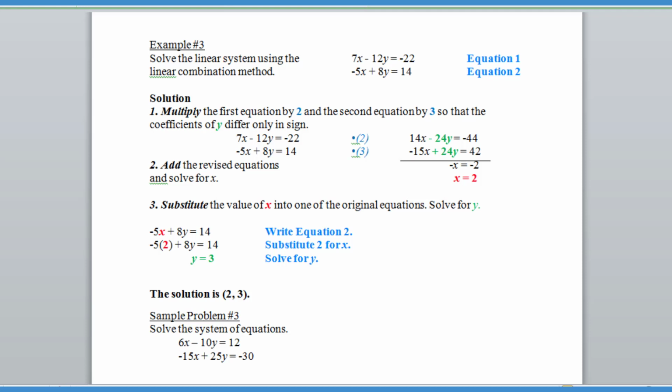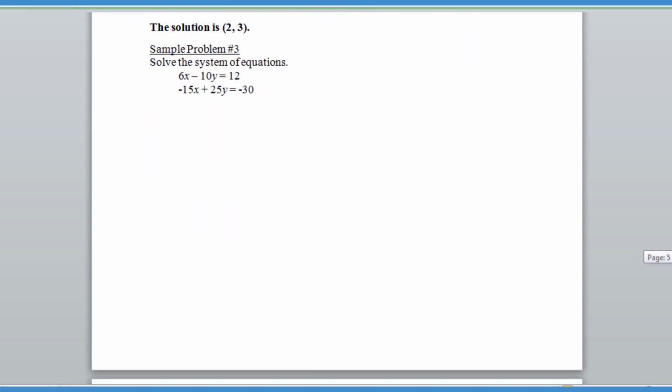After we solve for one variable, we can simply plug that in and substitute into one of the two original equations and come up with our y value. You can see here that we get a solution of (2, 3), and of course that's one of our cleanest answers that we've had so far in this set of notes. So what I'd like you to do is go ahead and work sample problem number 3. Pause the video, work that, and then come back and take a look at the solution.